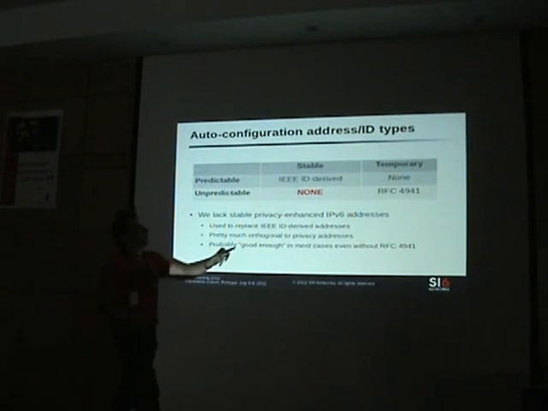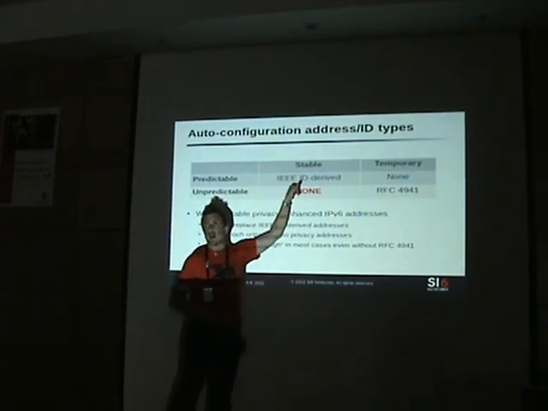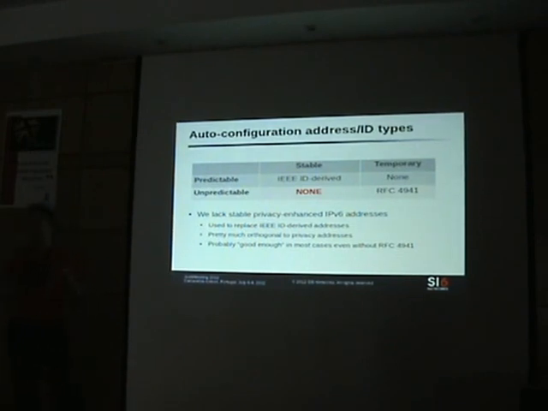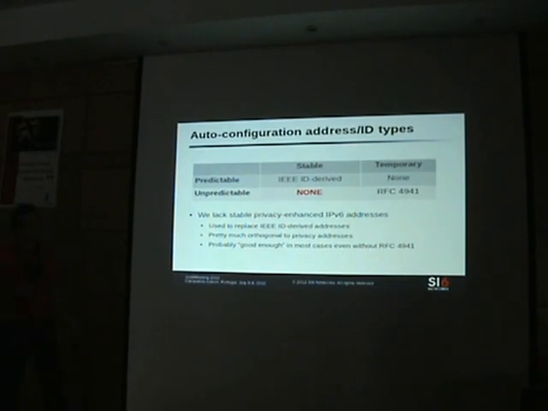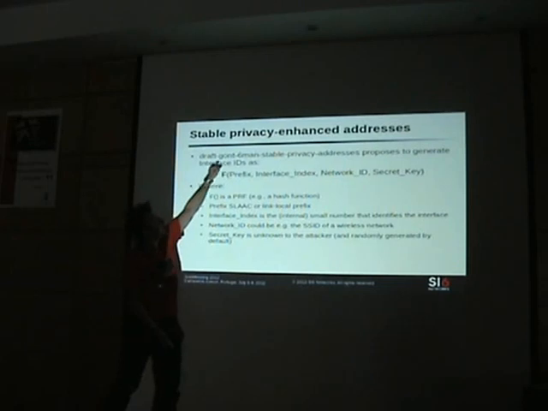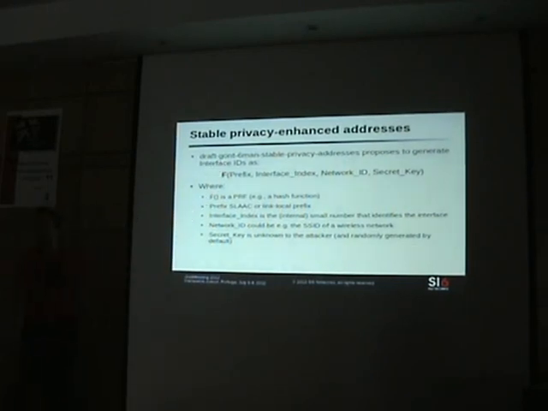So the idea is that we were lacking some kind of address that was stable but wasn't predictable. The reason for that is that, for example, we want every system that connects to our network to get an address that is not predictable, but we don't want our system to be changing its address all the time because that makes network management harder from an operational point of view. So this is the scheme that we came up with. This one was already accepted by the IETF.